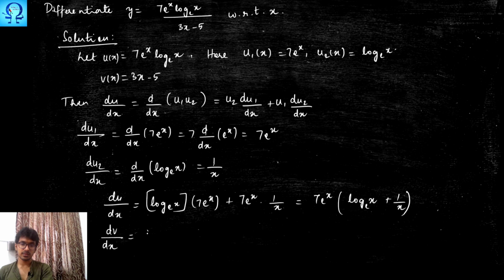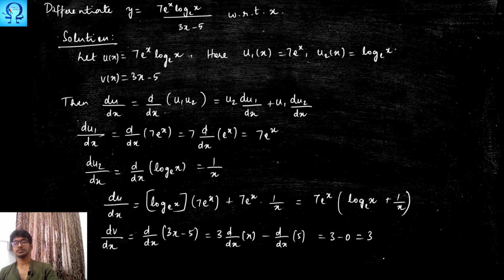dv upon dx is d upon dx of 3x minus 5, and this happens to be what? 3 times d upon dx of x minus d upon dx of 5. So this is 3 times 1 and this is 0. So 3 minus 0, which happens to be 3. We are done. Now we shall apply the quotient rule formula.